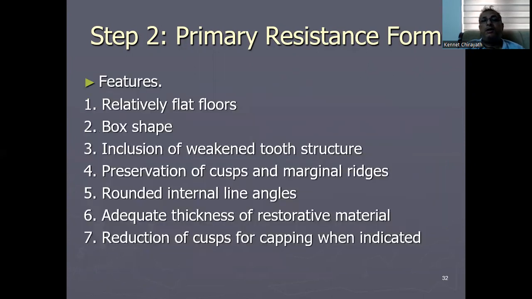Okay. Now comes what are the features? One is resistance features. Flat floor should be there, box shape should be there, weakened tooth structure should be included. Okay, preservation of the cusp, that is circumventing the cusp. Marginal ridge for the molar is 2 millimeter and for the premolar it is 1.6 millimeter. Okay, and rounding of all the line angles, otherwise stress concentration will result in the fracture of the tooth.